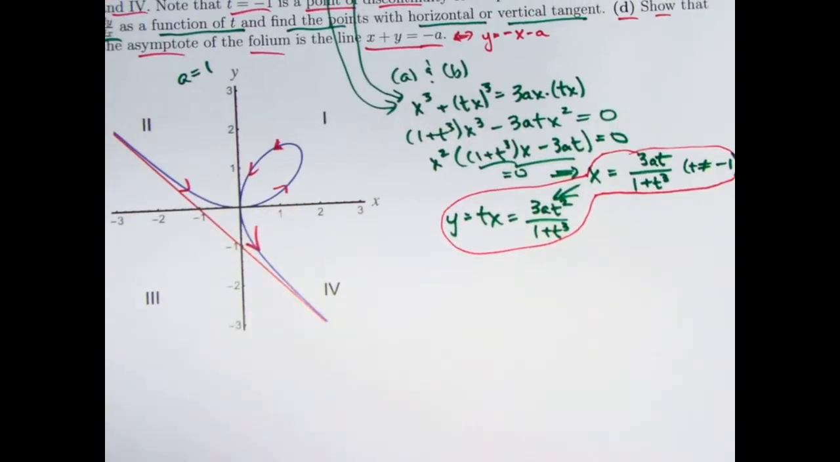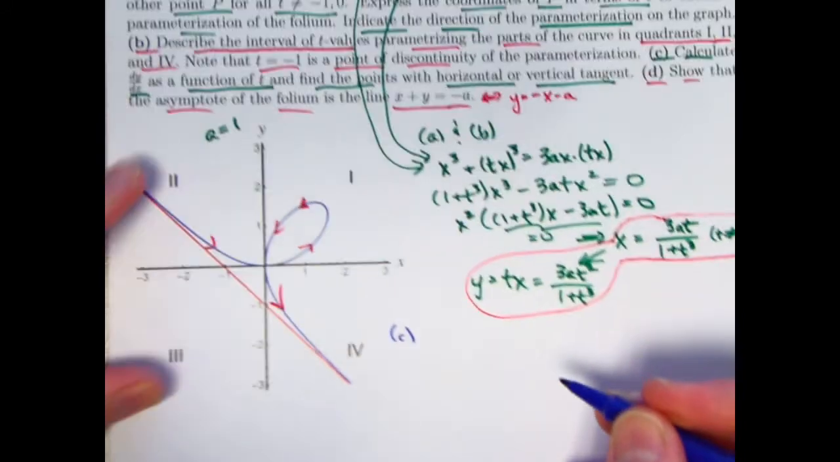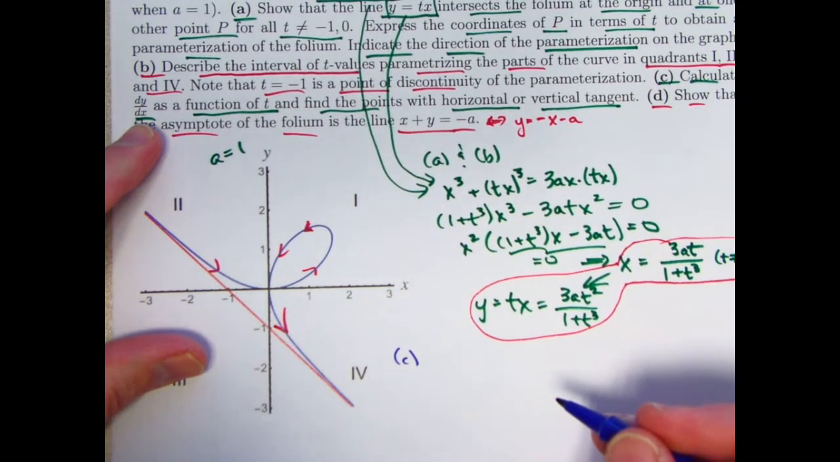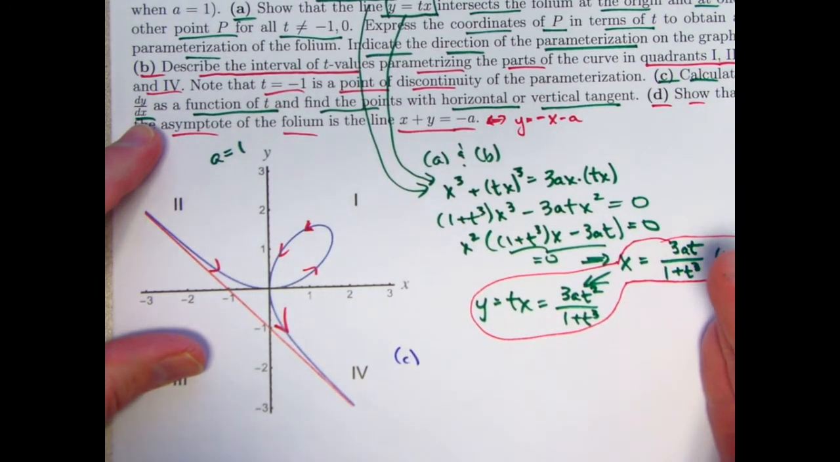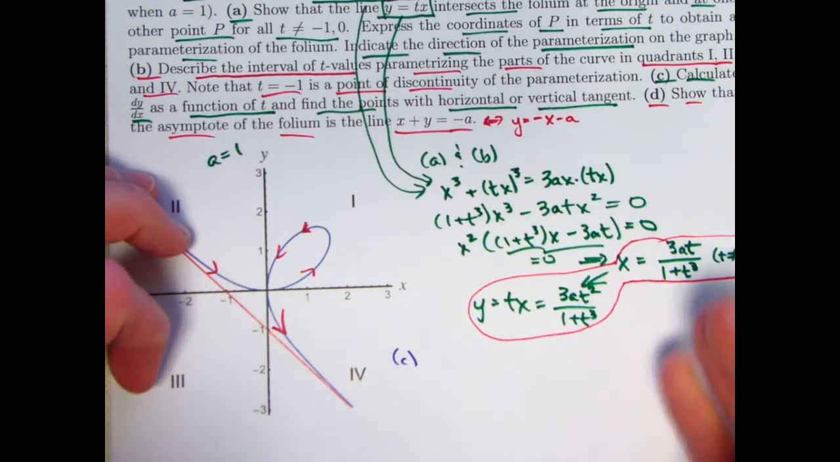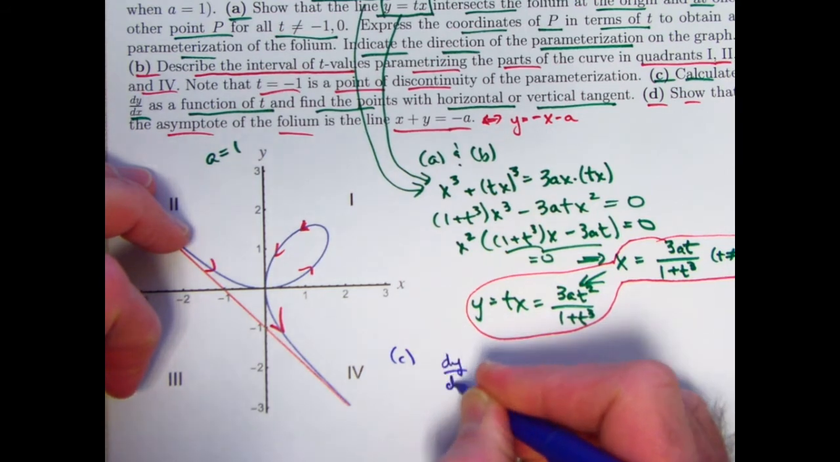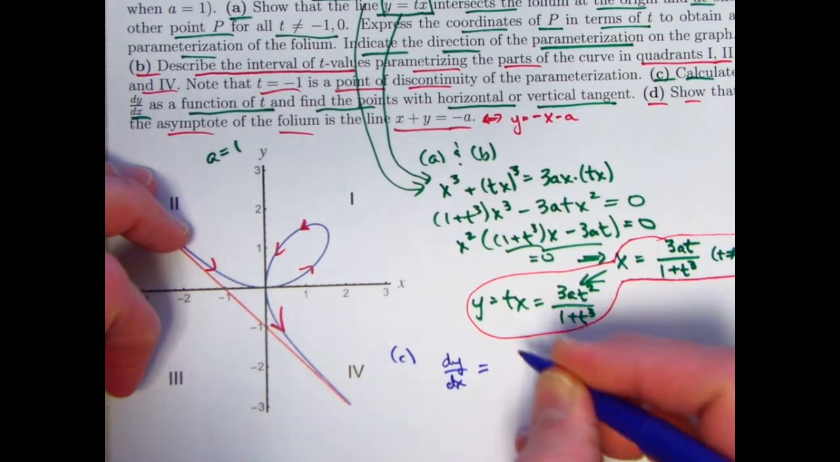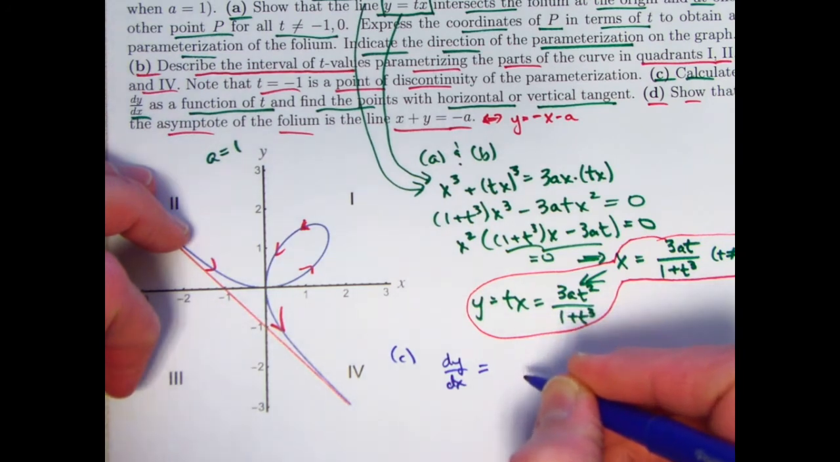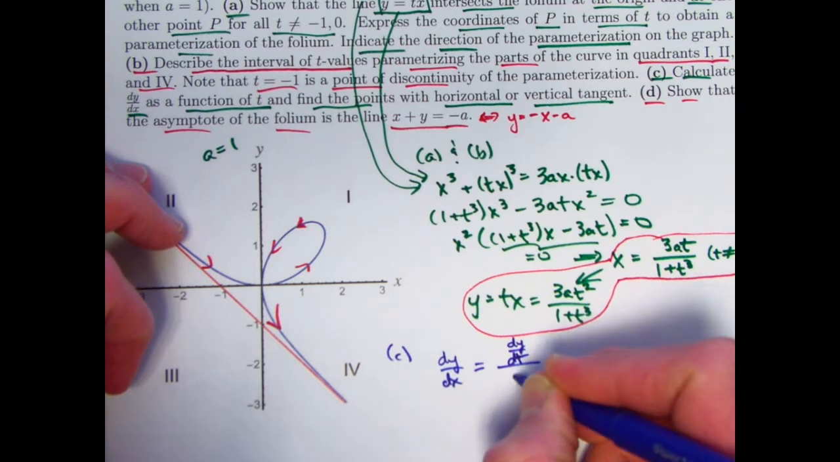All right, so we've essentially now done parts A and B. On to part C. Calculate dy/dx, the slope of the curve, as a function of t. Find the points with horizontal or vertical tangents. We can use the equation that we've used before. dy/dx, the slope, can be found as a ratio of dy/dt and dx/dt.